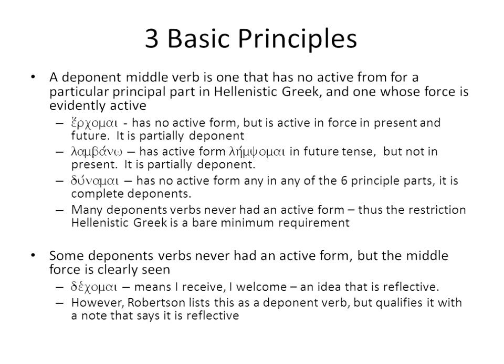So there are three basic principles. There are two that are observation and one that will help you determine it. For example, a deponent middle verb is one that has no active form. That means it has omai in a base form for a principal part in the Hellenistic. So notice, when it says a principal part, it's the 6 principal parts we learned in basic Greek. That's the present, the future, the aorist, the perfect active, the perfect passive, and the aorist passive.